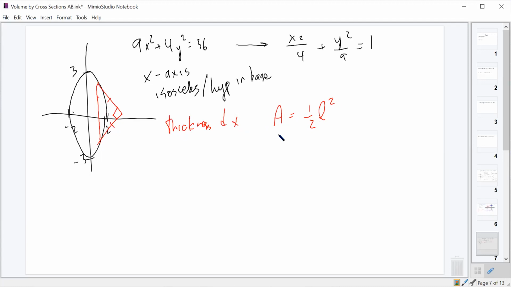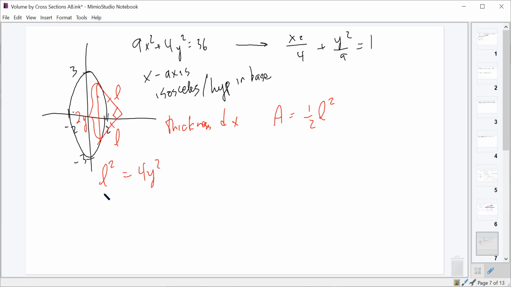Everybody good there so far? Yeah, I'm good so far. We need to figure out what L is, and we need to figure out what our hypotenuse is. So our hypotenuse should be, well, from here to here is y, so from here to here should also be y. So that should be 2y. And it's a 45, 45, 90 degree triangle. So we can figure out what L is.